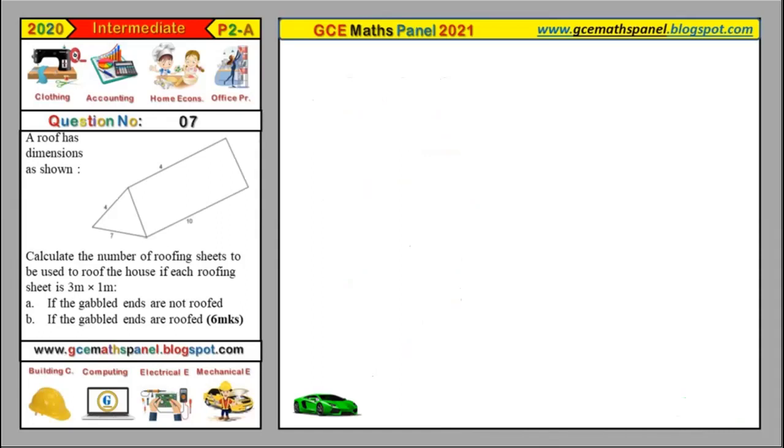So we have this particular figure, and we are being told to calculate the number of roofing sheets to be used to roof the house, if each roofing sheet is 3 meters by 1 meter, if the gable ends are not roofed. So this is the gable end, this end like this means you should not consider this one. That's the A part, don't consider this end, and this end is the same the other way. So it means you are considering only this flat surface, which is a rectangle of dimensions 10 by 4.